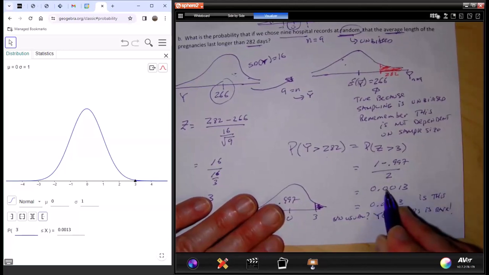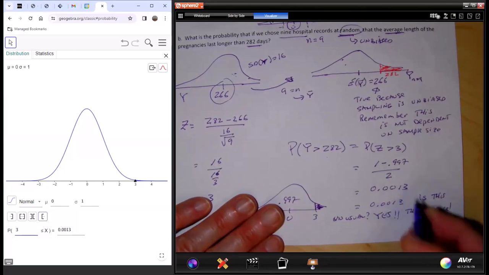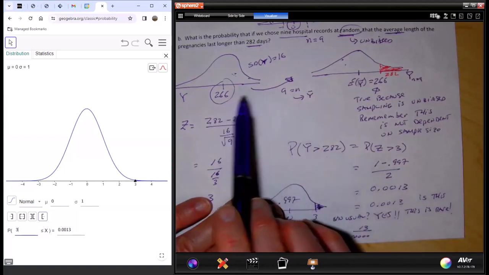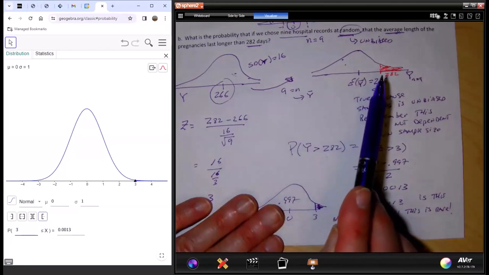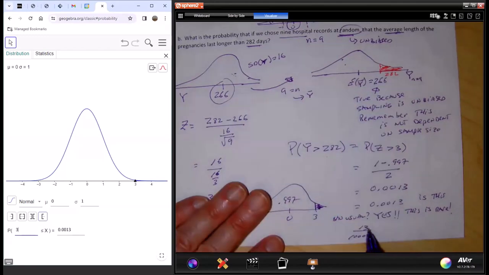What this number says is tenths, hundredths, thousandths, ten-thousandths. So this is 13 over 10,000. So with this result, you would get a sample average greater than 282, 13 times out of 10,000 attempts. That's how often you would see it on average. So remember, this is just an average, it's a probability. So that's how rare it is. It doesn't happen very often.